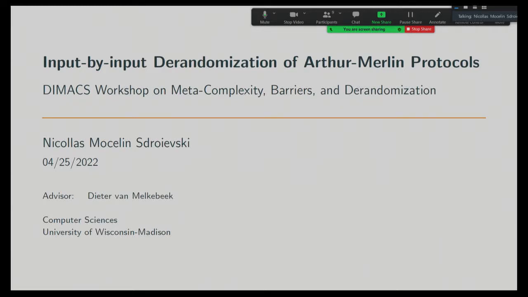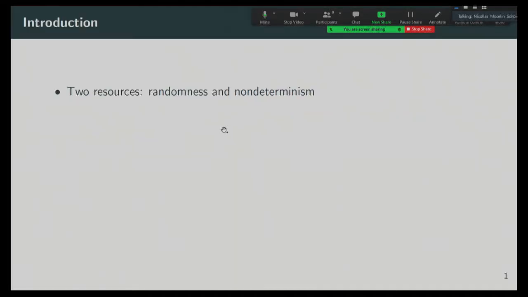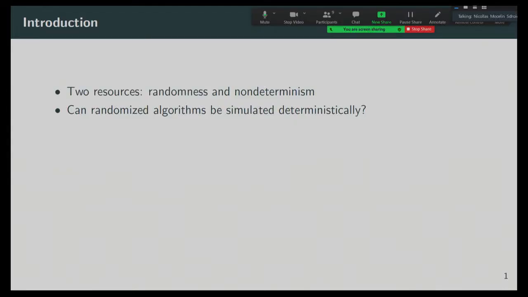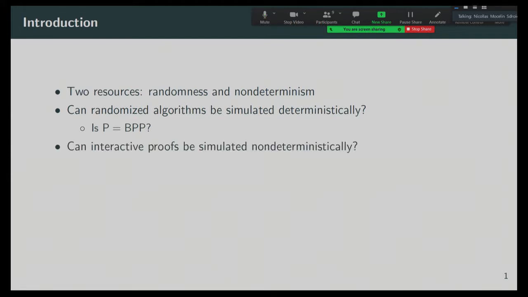So I'll be presenting some work in progress that I'm doing with my advisor, Dieter. So in computational complexity, we have these two resources that are really important, right? Randomness and nondeterminism. And usually, when we talk just about randomness, the question we ask is, can randomized algorithms be simulated deterministically? One specific question we might ask here is, is P equal to BPP, right? If we stick some nondeterminism into this question, we get, can interactive proofs be simulated nondeterministically, right?